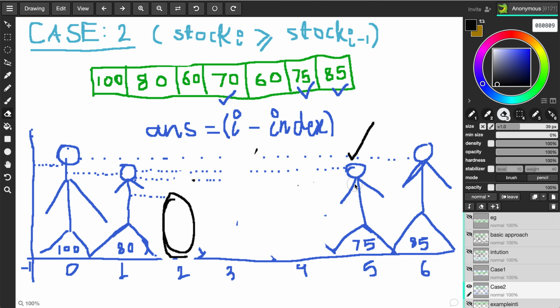Let's see how. The person with the smaller height does not go beyond this, and the person with the bigger height will always be able to go beyond, and he just needs to know how many people were there in between. If we talk about this person, we only need to know how many people were there between this index and the person with the higher value. So we are recording the values as well as the index.